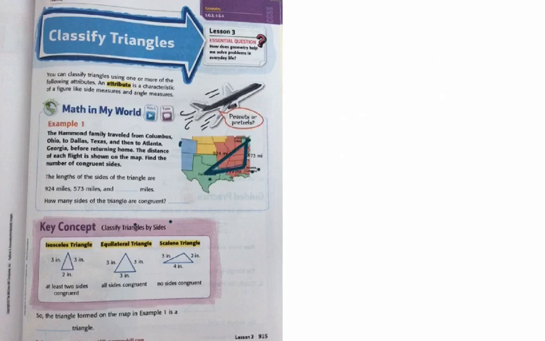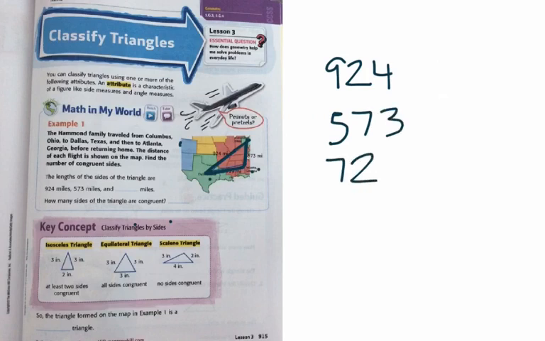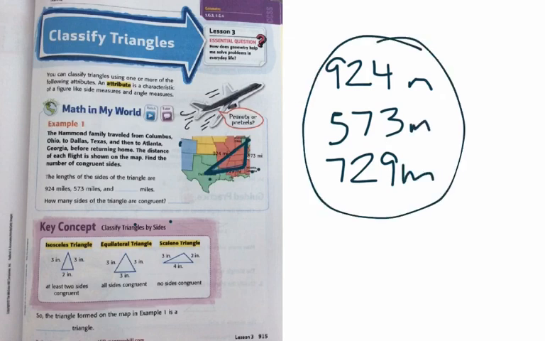So when we look at the sides, we know that we have 924, 573, and 729, right? And so when we see that, we realize that none of these sides, so these are all miles, none of them are congruent because none of them are the same. So if a triangle has no congruent sides, it's called a scalene triangle.